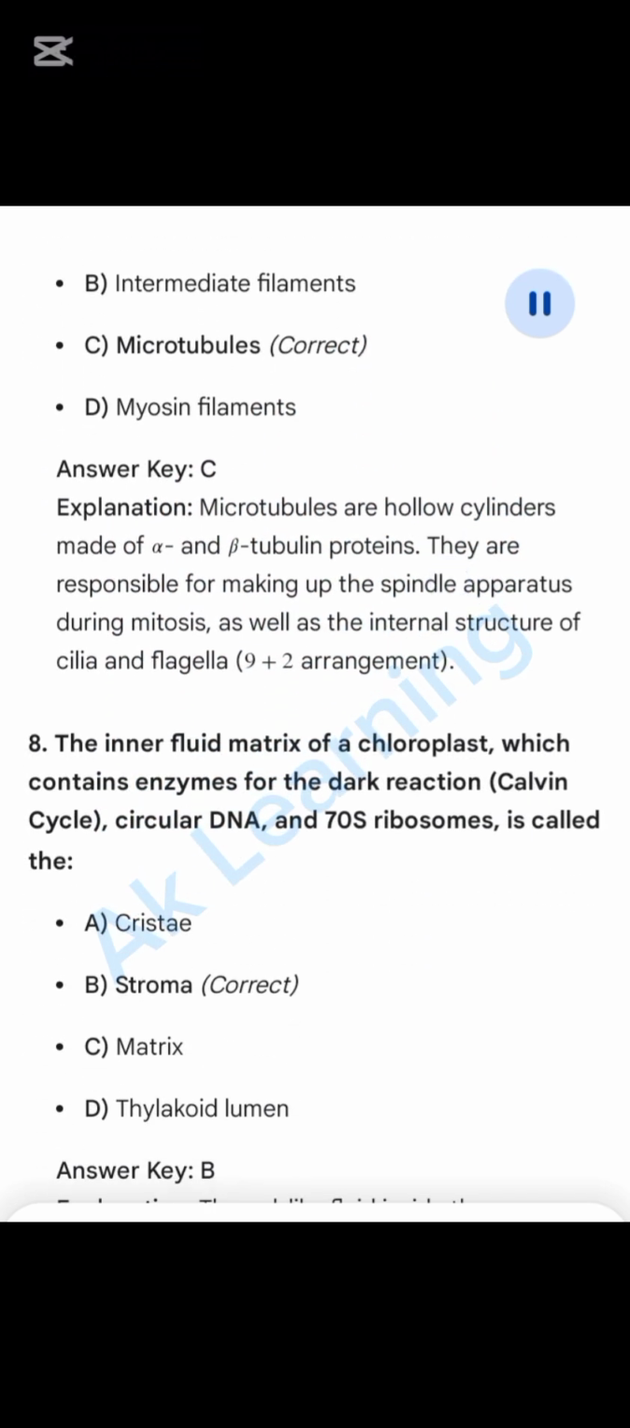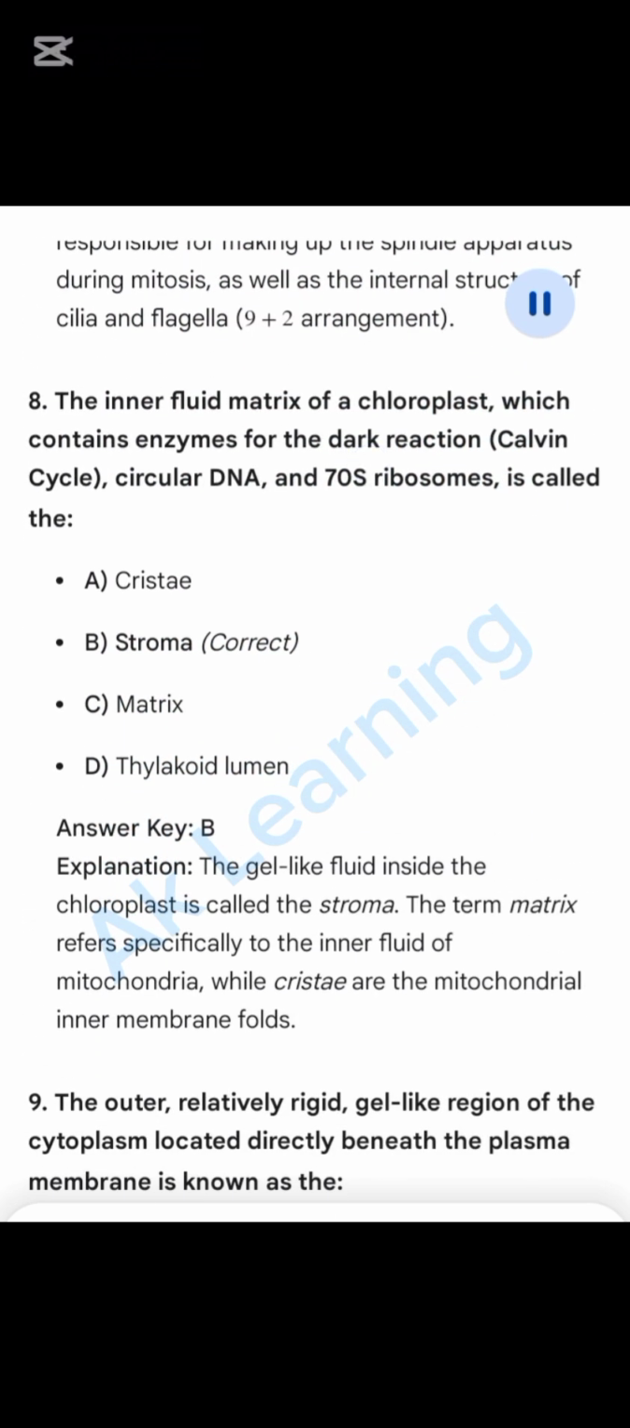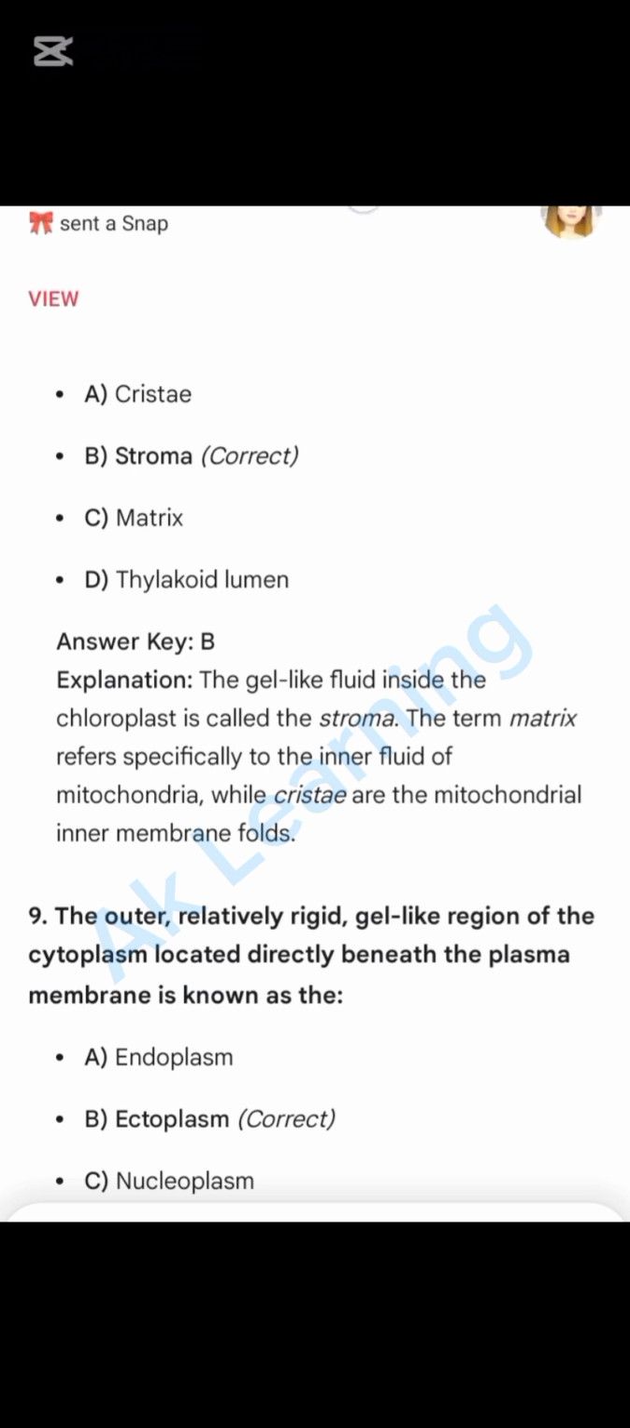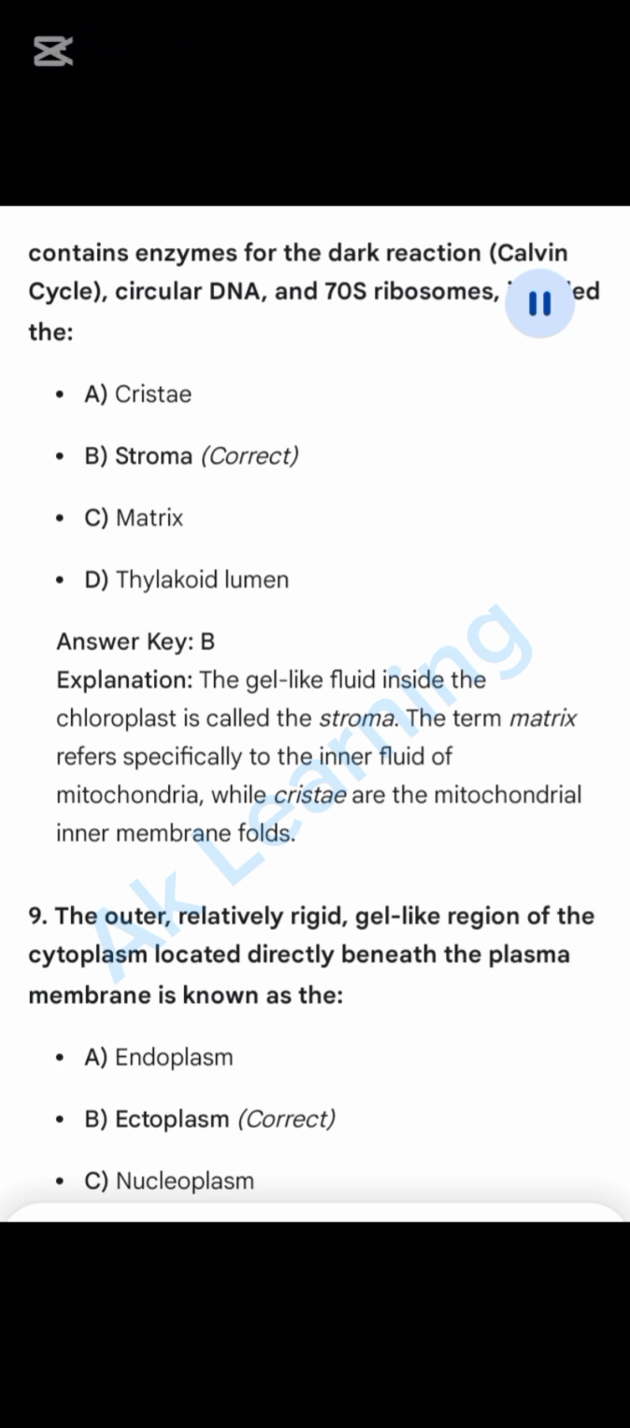flagella, 9+2 arrangement. 8. The inner fluid matrix of a chloroplast, which contains enzymes for the dark reaction, Calvin cycle, circular DNA and 70S ribosomes, is called the A. Cristae. B. Stroma. Correct. C. Matrix. D. Thylakoid lumen. Answer key, B. Explanation. The gel-like fluid inside the chloroplast is called the stroma. The term matrix refers specifically to the inner fluid of mitochondria, while cristae are the mitochondrial inner membrane folds.